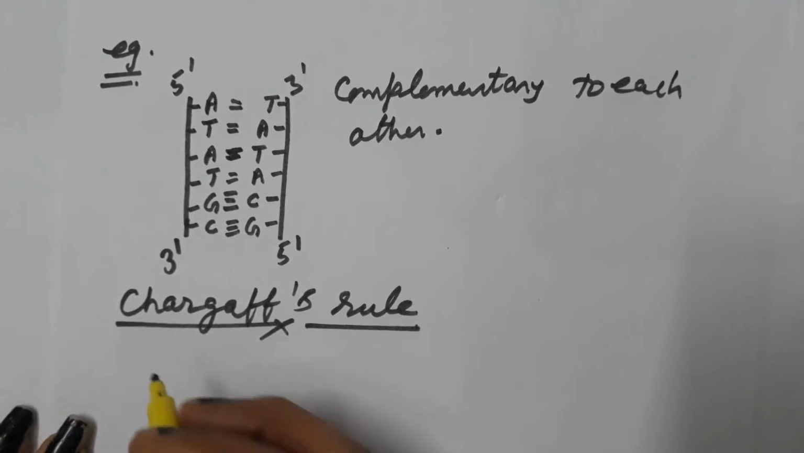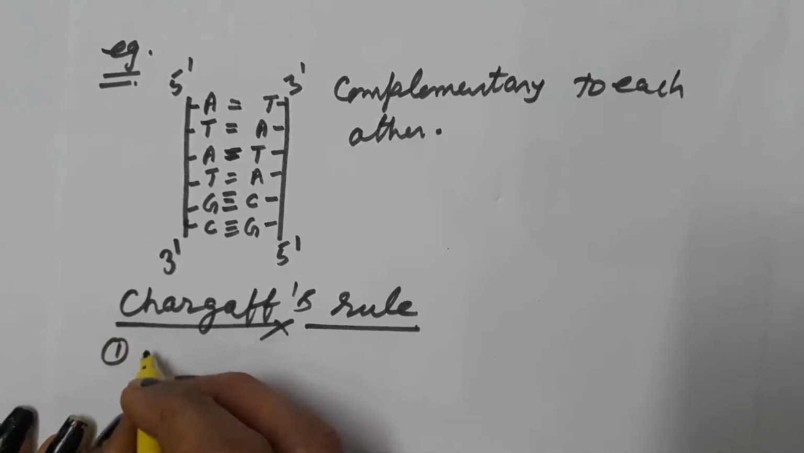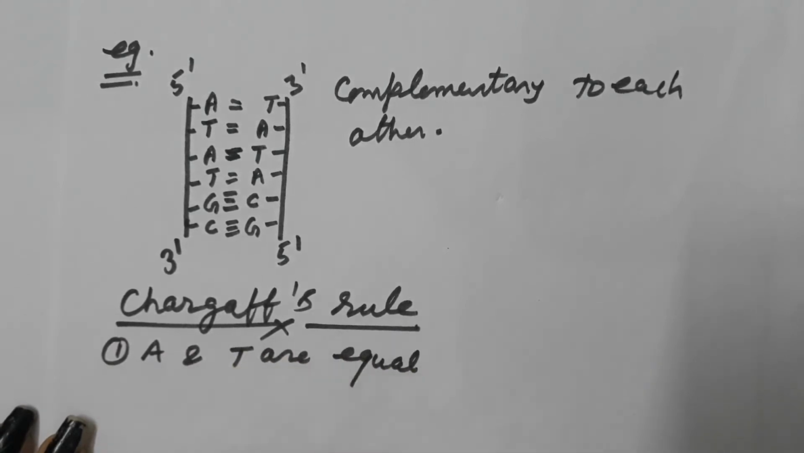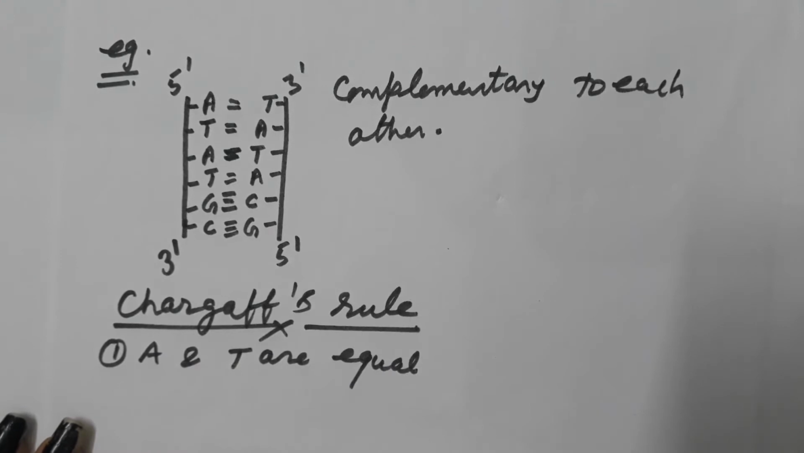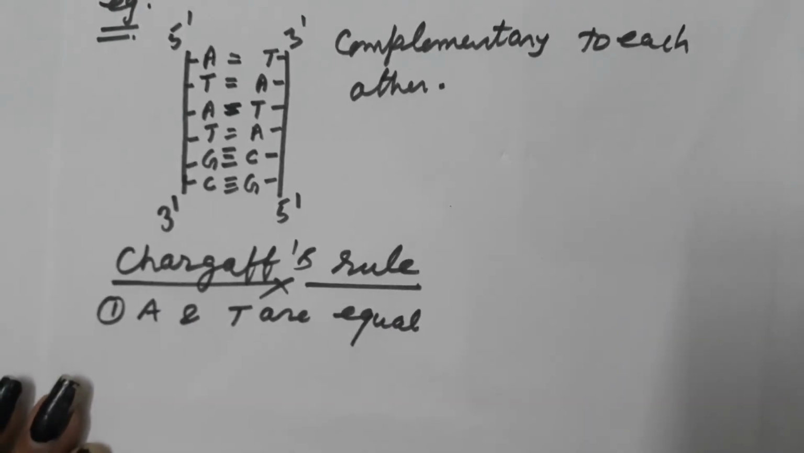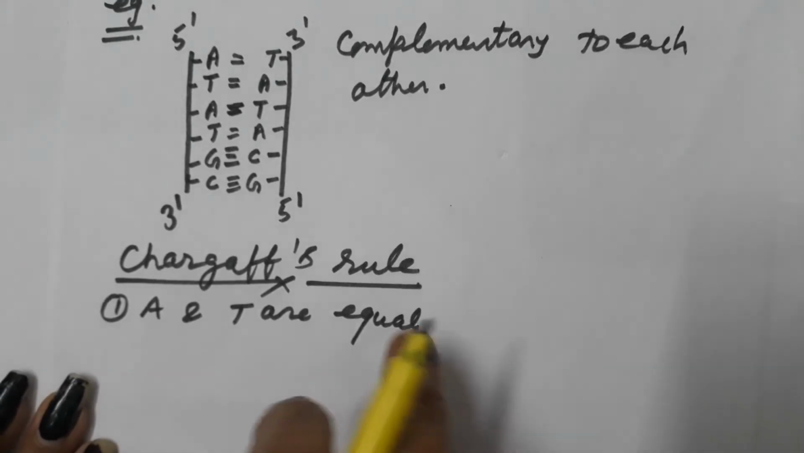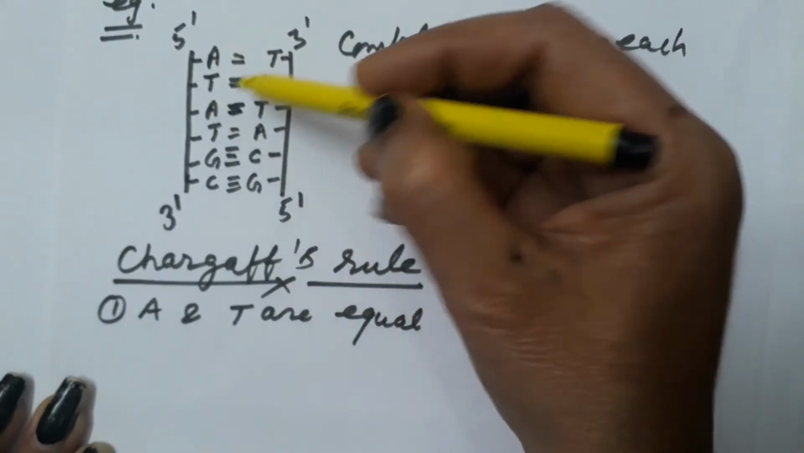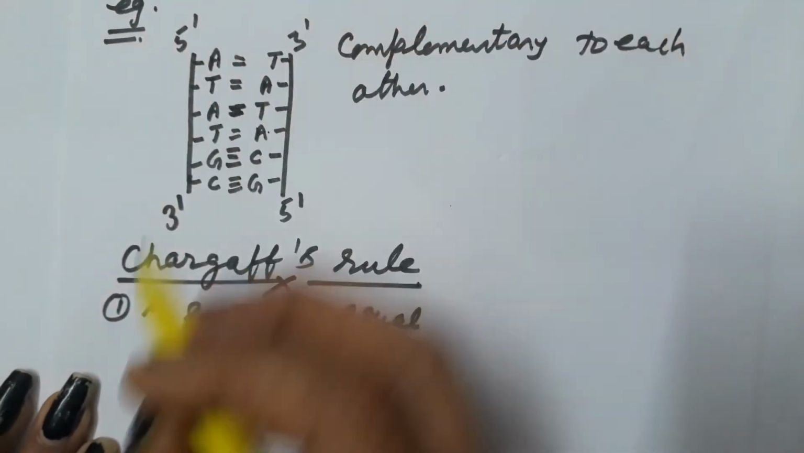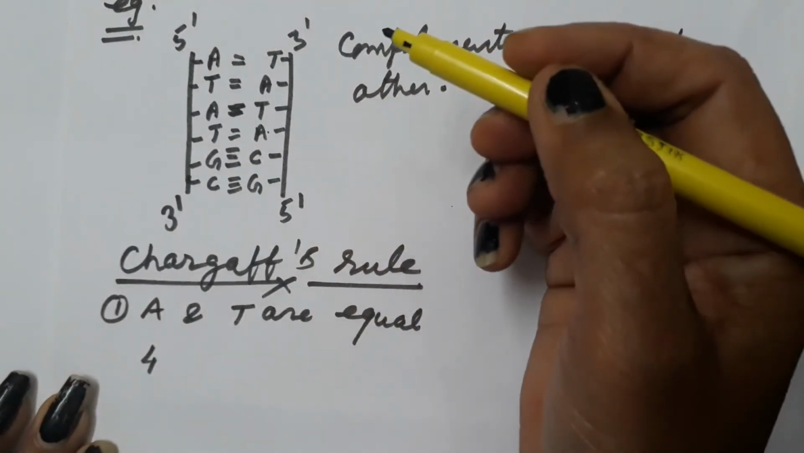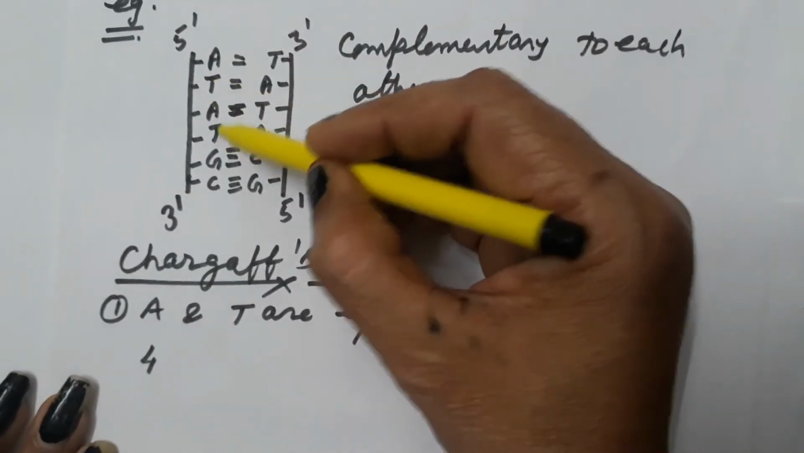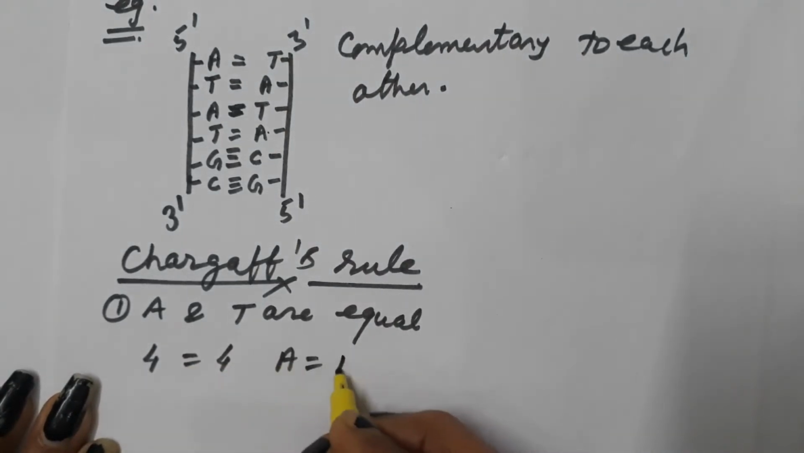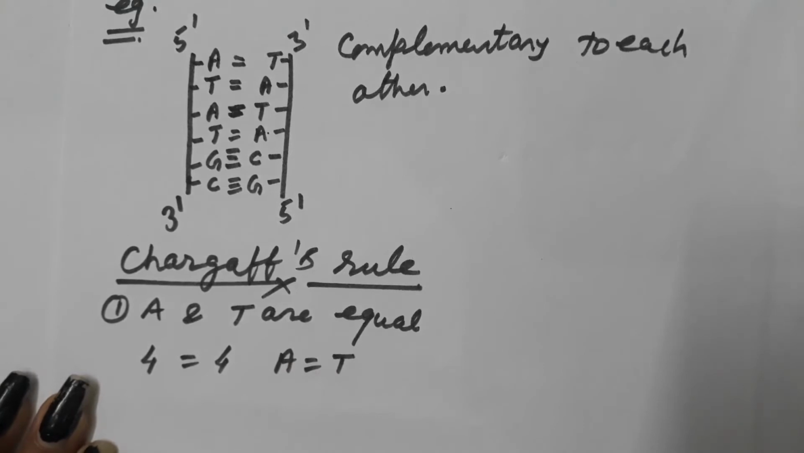According to Chargaff's rule, A and T are equal. Let us take this example. Counting A: 1, 2, 3 and 4. Similarly, counting T: 1, 2, 3 and 4. So A and T are always equal according to Chargaff's rule.